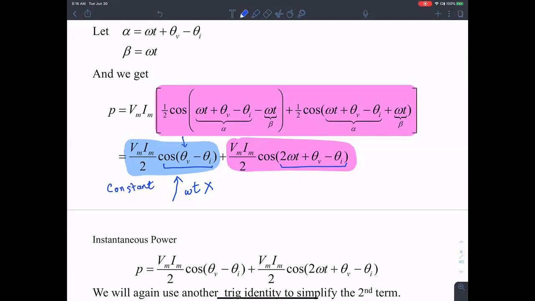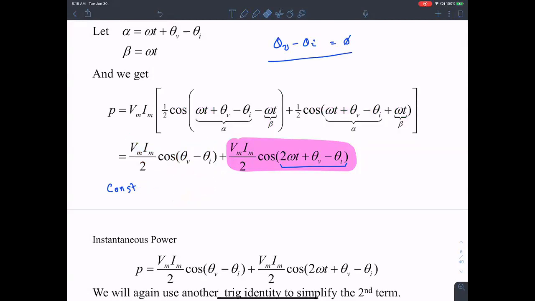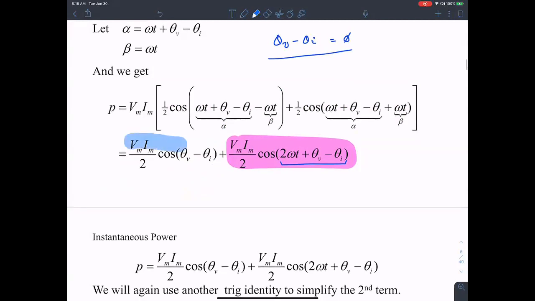Remember, theta v is a constant phase value. Theta I is a constant phase value. If theta v minus theta I equals 0 degrees, if they're in phase, all of this term goes to 1. Okay, and then you're simply left with Vm Im over 2. But regardless, even if they are 0 degrees or not, the idea is that there is no omega term. There is no frequency component in here. So we like to call this the DC component, okay? And it's not time varying.